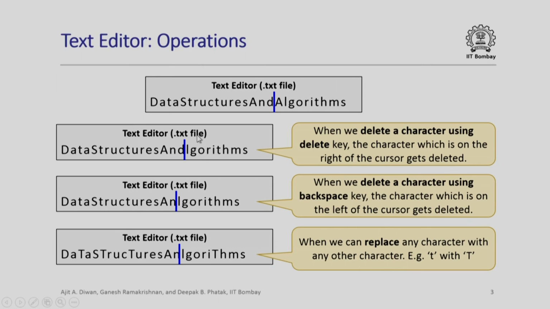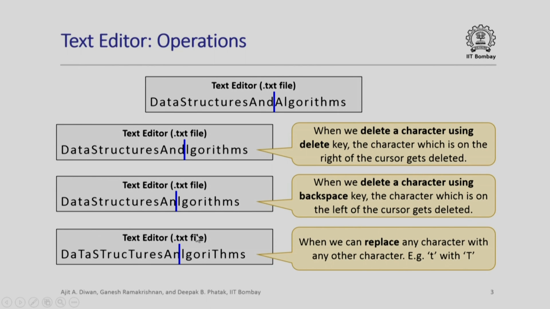The other operations that we may perform: at the cursor, when we delete a character using the delete key, the character on the right of the cursor gets deleted. For example, here was a character A. If I press the delete key, the capital A will disappear here. If I delete a character using the backspace key, then the character to the left of the cursor gets deleted. So, the D gets deleted here. This is how the content will look.